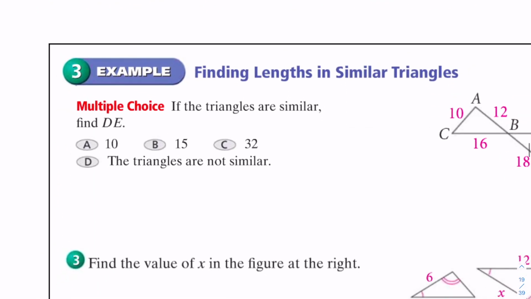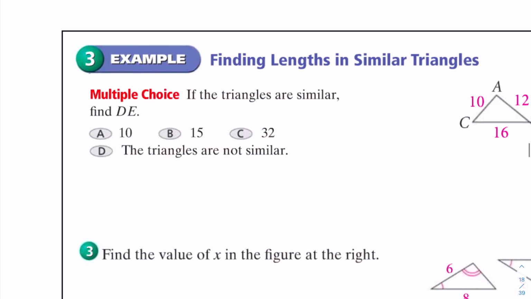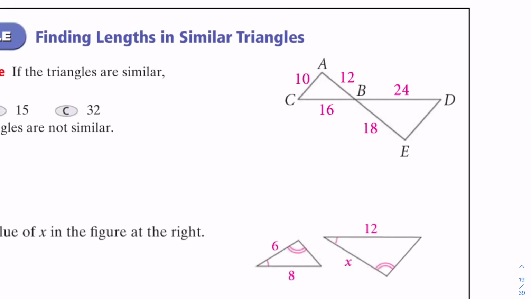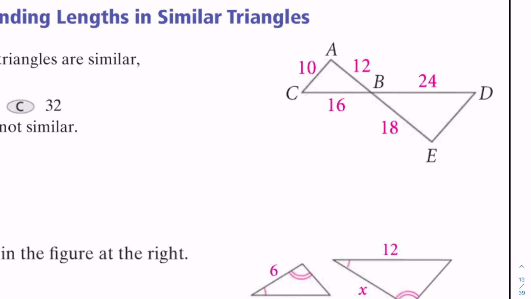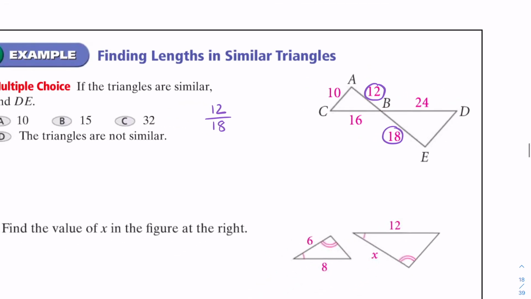All right. Finding lengths in similar triangles. So we know that these are similar. So what I need to do is see how they're similar. So I need to find their ratio. You might be tempted to do 12 over 24 and 16 over 18, but let's pick this smallest side, AB, and see where it gets connected to. Here is 18. These are the smallest, 12 and 18, and 16 and 24 will be the other ones that match up.